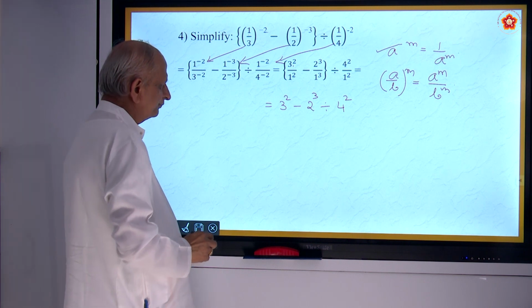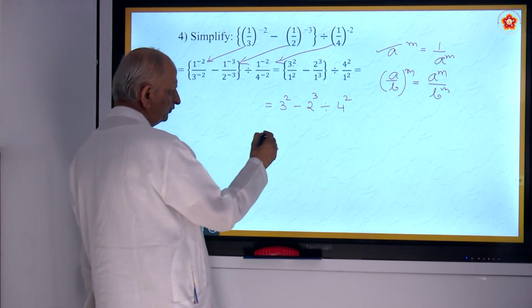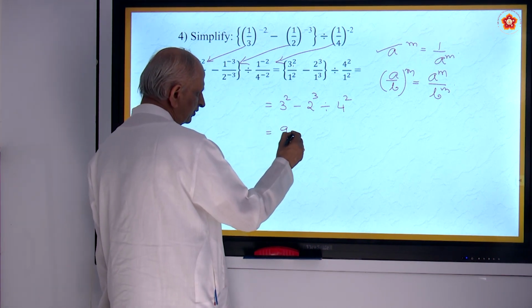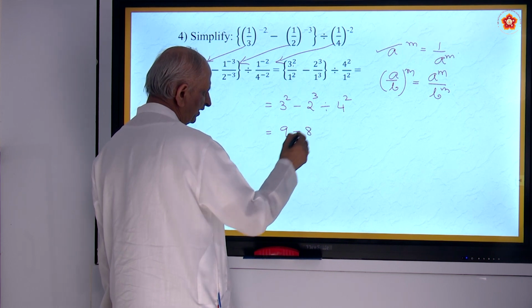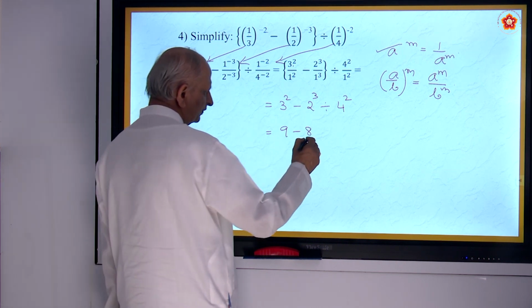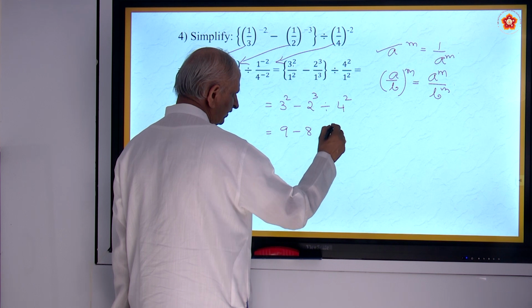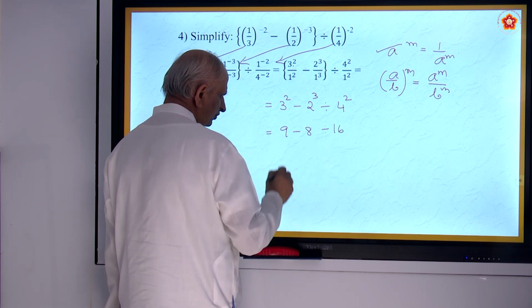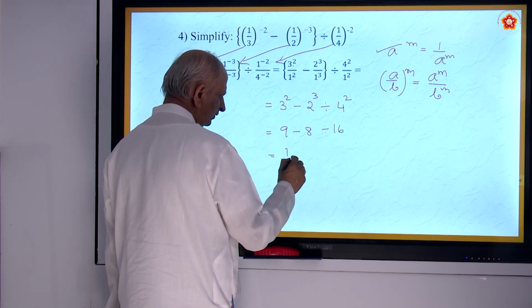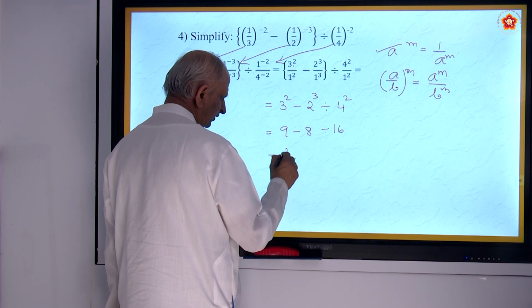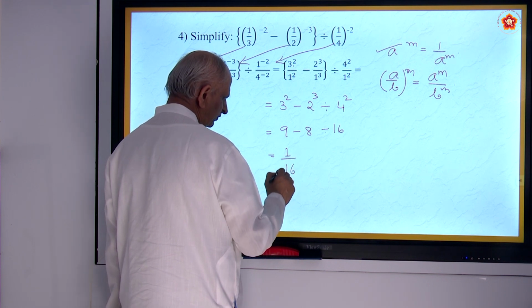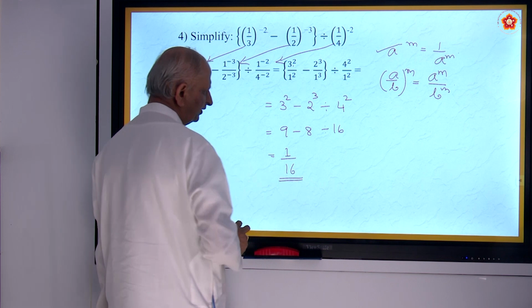Correct? So, you have, what is 3 square? That is 9. What is 2 cube? That is 8. Divided by 16. 9 minus 8 is 1. 1 by 16. So, the answer is 1 by 16.